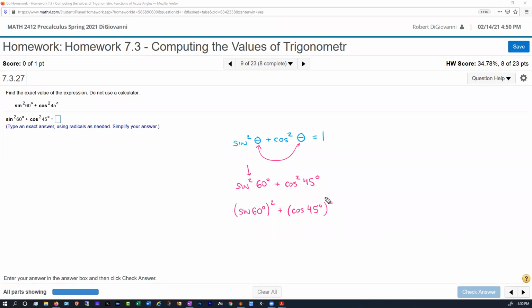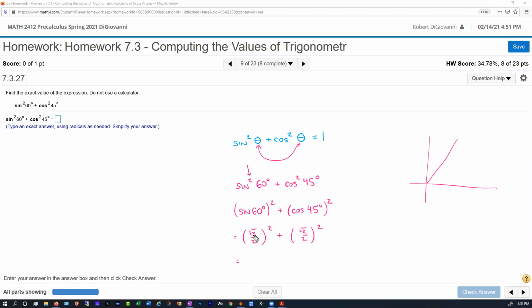All right, so sine of 60. I'm not going to write it down. I'm just going to trust that you could draw your little quadrant, go to 60 degrees and find the y-coordinate. This should be root 3 over 2, that's sine of 60 degrees, but then you need to square it, plus cosine of 45, so that's the x-coordinate of 45 degrees, which is root 2 over 2, and square that.